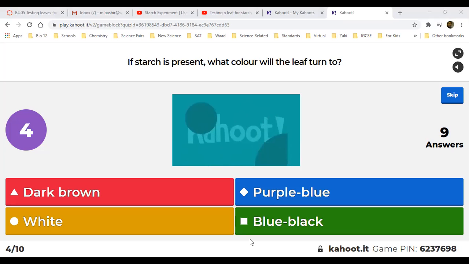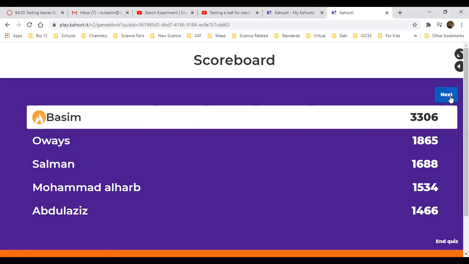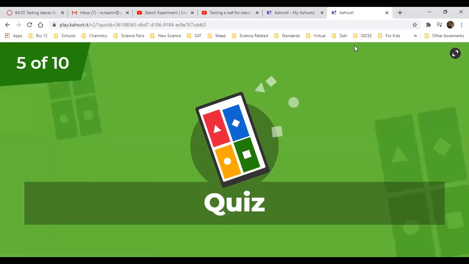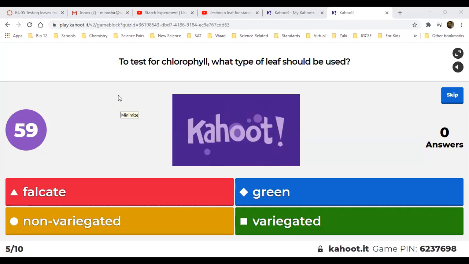Well, last 5 seconds. There's one boy who's still thinking. Okay, good. It will turn blue black, blackish. So those who answered purple blue, maybe I'll consider this right. And white and dark brown, no. So, mashallah, Basim is still on fire. Very good. Okay, the video said purple blue. I guess that's okay.